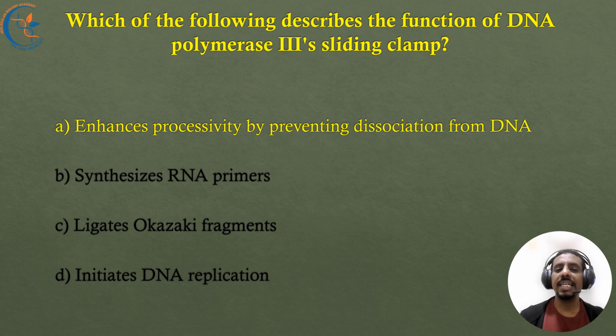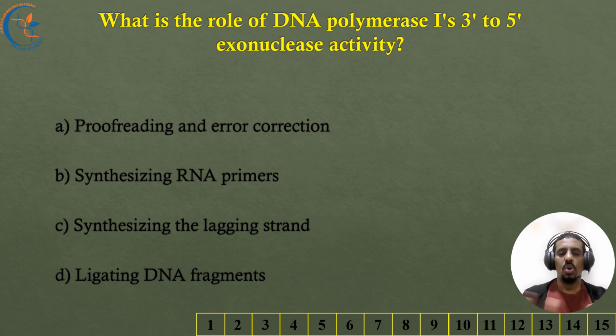Okay, the sliding clamp of DNA polymerase 3 enhances processivity by ensuring the enzyme remains attached to the DNA template during the synthesis. All right, let's move on. All right, the next question. What is the role of DNA polymerase 1, 3' to 5' exonuclease activity?